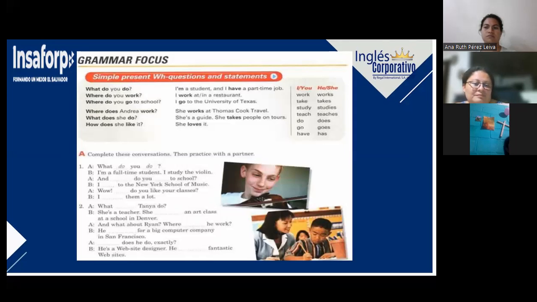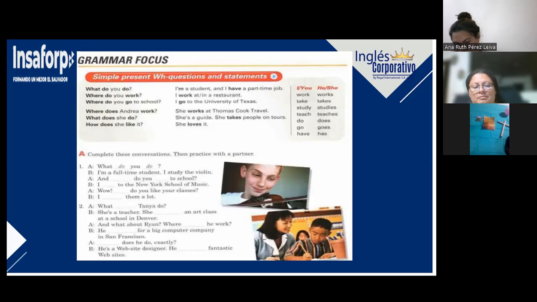So you can see the simple present WH questions and the statements, right? There are some questions like, what do you do? And we talk about your job. When I want to know about what the other person does, I ask, what do you do? Para referirme a trabajo, ¿qué haces? Yo hago la pregunta, what do you do? I'm a teacher, I'm a doctor, I'm a scientist, I'm an electrician. I'm a cashier. I'm a student, I have a part-time job, I work full-time, full-time, tiempo completo, part-time job, medio tiempo.